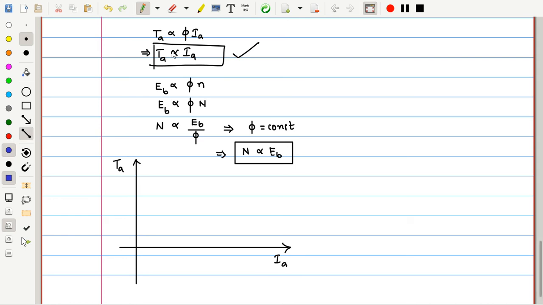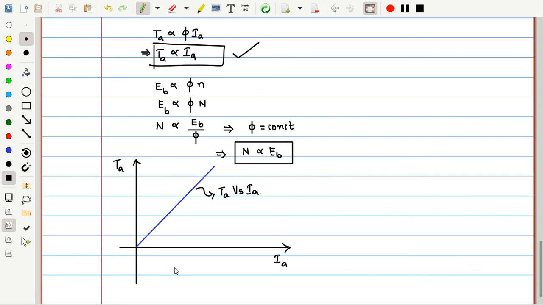It looks like a straight line. It is a proportional linear relationship. So the characteristics look like this. As current increases, torque also increases. So this is what we call the torque versus current characteristics. Just based on these expressions, we try to interpret these characteristics. Not much logic behind this.